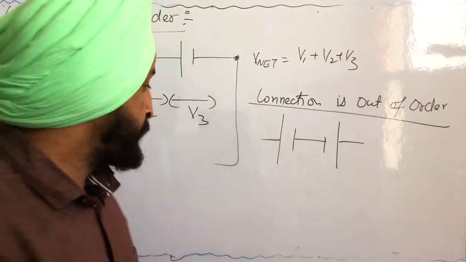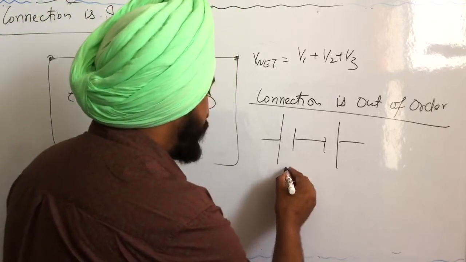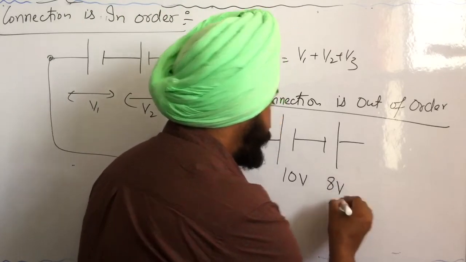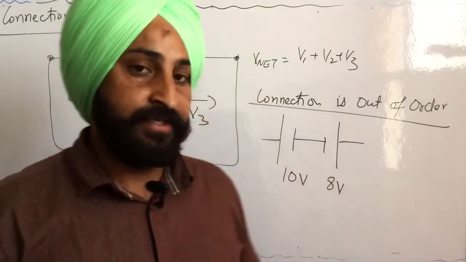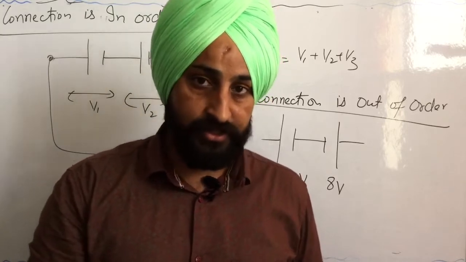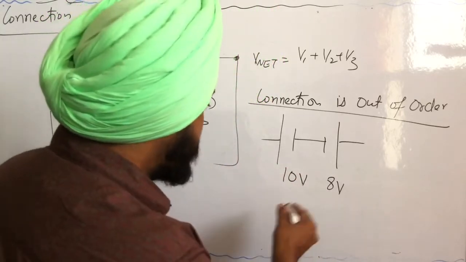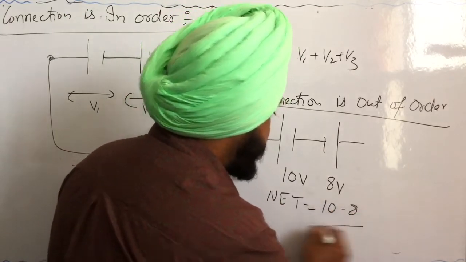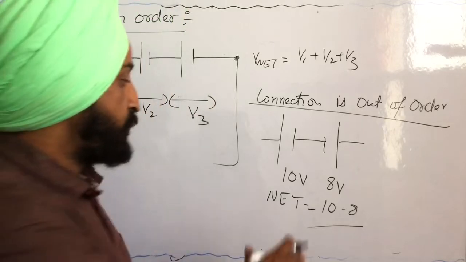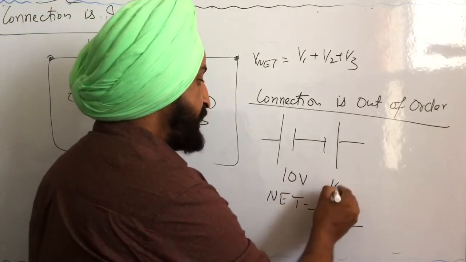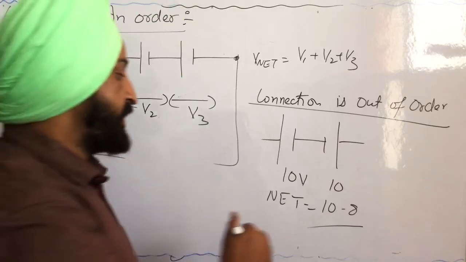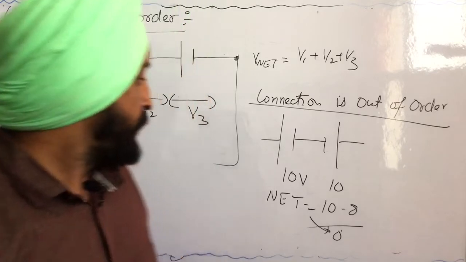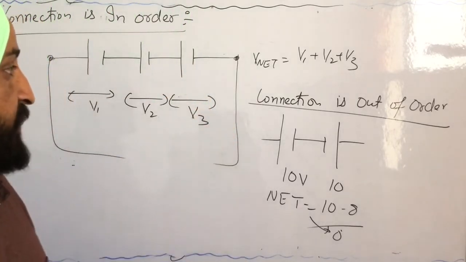Now what would happen if this battery has a potential of, let it be, 10 volt, and this battery has a potential of 8 volt? These two batteries will oppose each other's potentials. That means what would be the net potential? The net potential in this case would be equal to 10 minus 8. But if the two batteries have equal potentials and they are connected in this configuration, their net potential can also become 0 because they are opposing each other. Fine, so these are the two connections in which batteries can be connected.